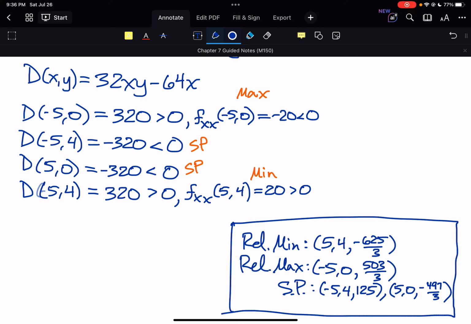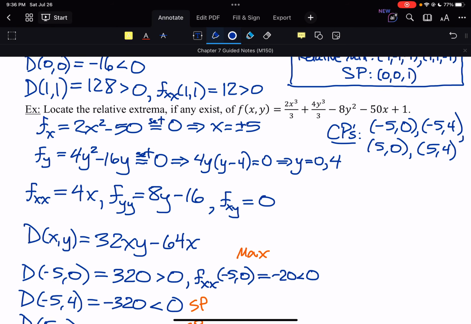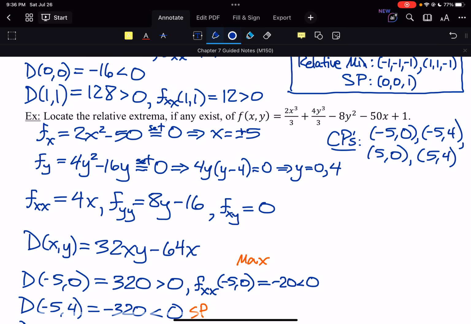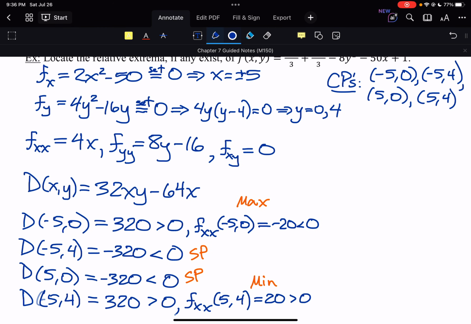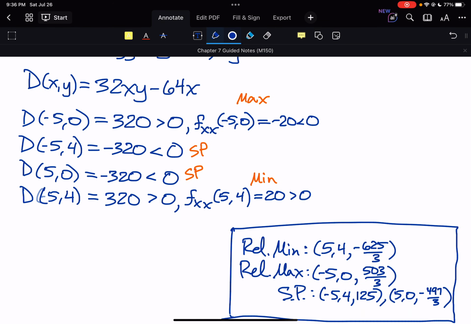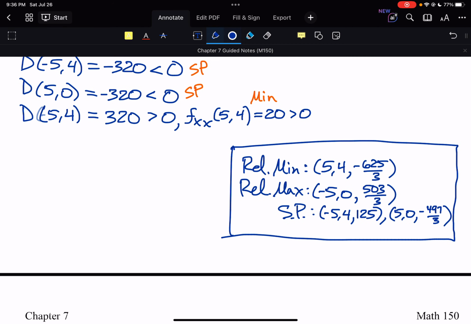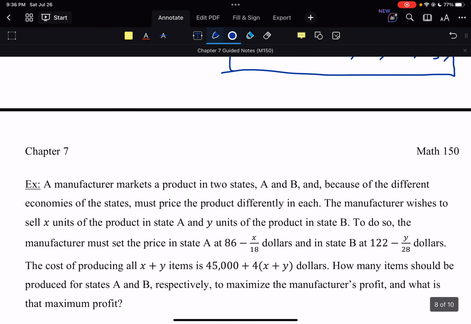So we see through these repeat examples that, even though the functions change and the specific numbers change, the overall process remains the same. This idea of taking partial derivatives to find critical points, finding the D value and running that second derivative test, and then drawing a conclusion. So let's take a look at the next page.